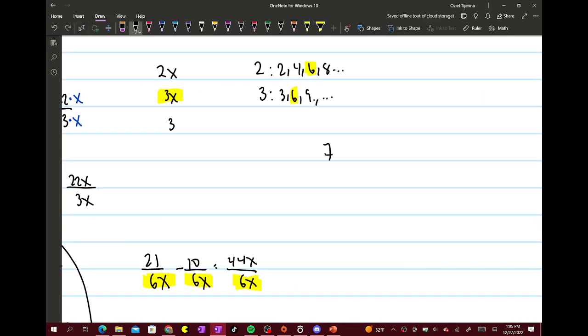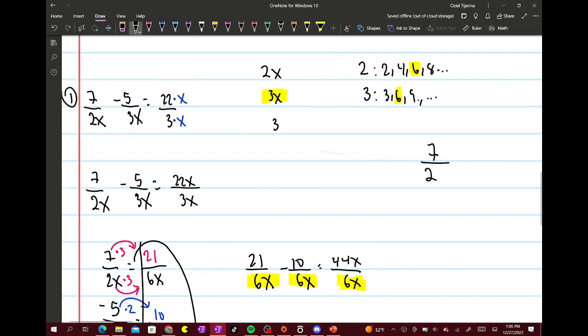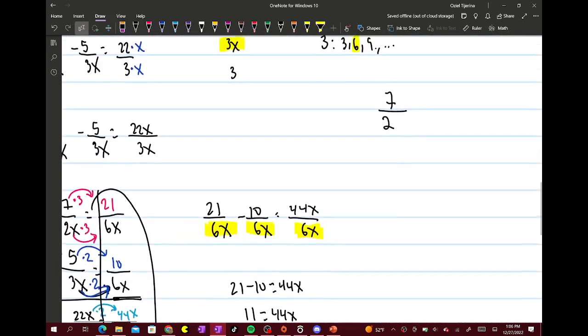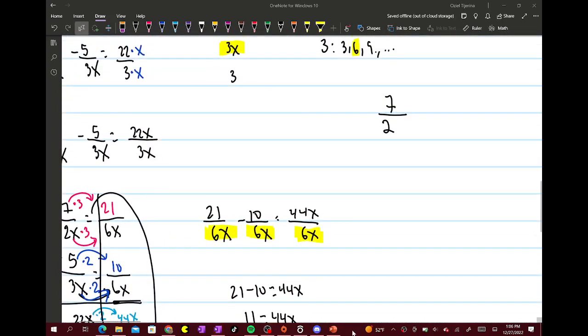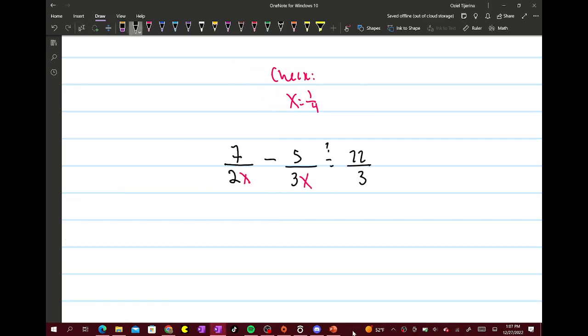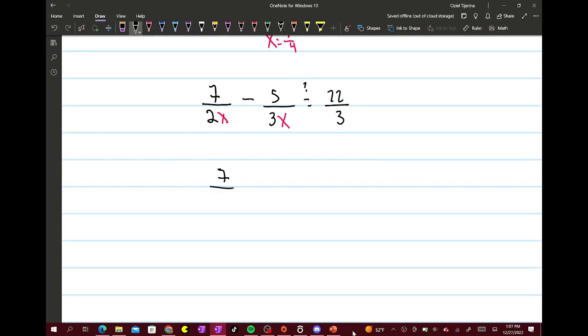So 7 over 2, and we said x was 1/4, right? So let me go ahead and just write this down. We're going to plug it in. So we have 7 over 2 times 1/4, and then minus 5 over 3 times 1/4, and this is equal to 22 over 3, right?